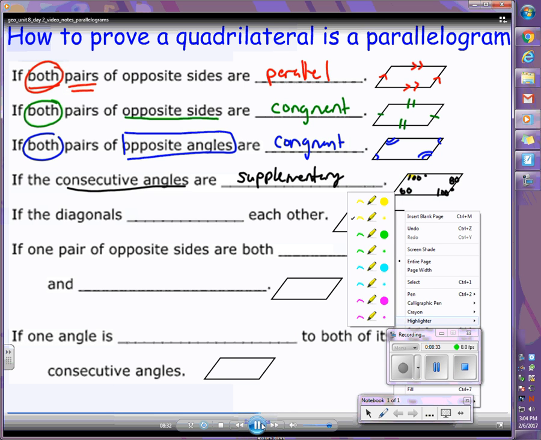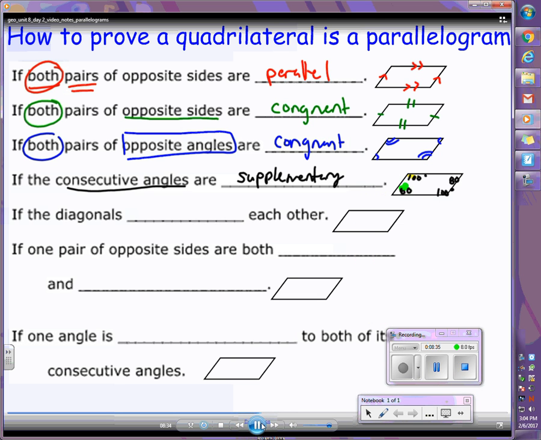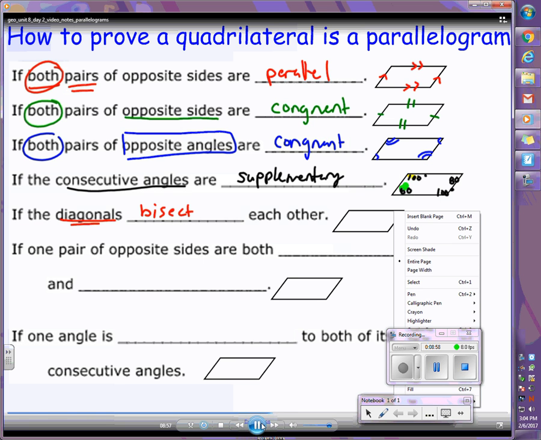So the top left and the bottom left are consecutive, as well as the top left and the top right are consecutive. And then the fifth step says the diagonals bisect each other. So again, we're going to demonstrate the diagonals using a dashed line.